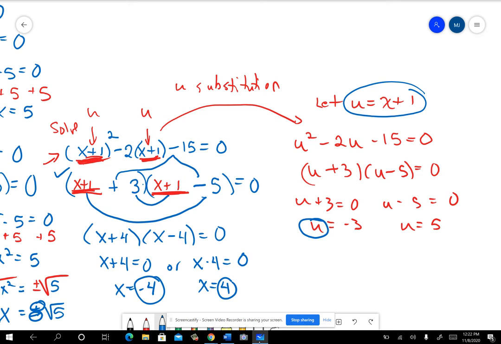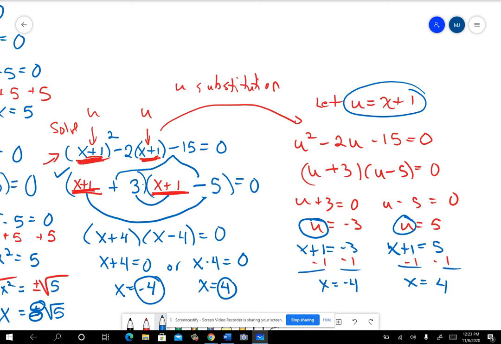So where u is, I'm going to put an x plus 1 back in. Where the u is, I'm going to put in the x plus 1 again. Okay? So when I do that, I wind up with x equals -4 or x equals 4.